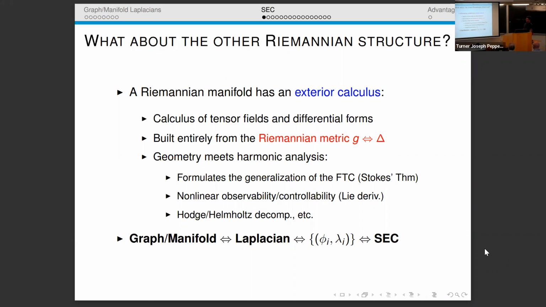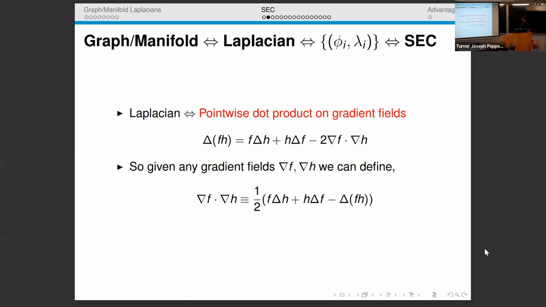All right, so here's the strategy that we're going to take. We're going to start from either a graph or a manifold. From either of those, you get a Laplacian. The Laplacian is equivalent to its eigenfunctions and eigenvalues. And so the goal is to build an exterior calculus using just these eigenfunctions and eigenvalues, just build the exterior calculus from the harmonic analysis. Can we do that? Well, we're going to reason backwards from what you can do on a manifold and hope that it makes sense on a graph.